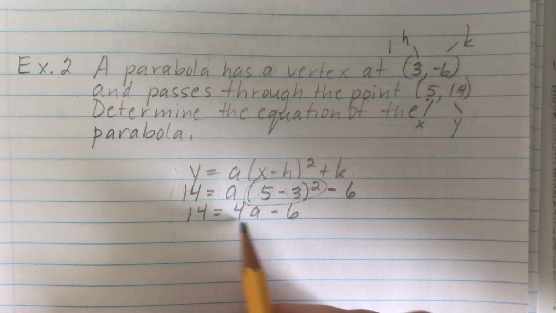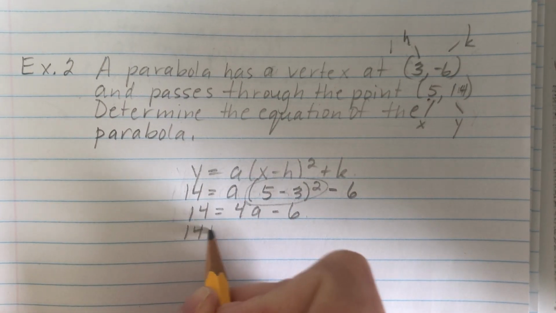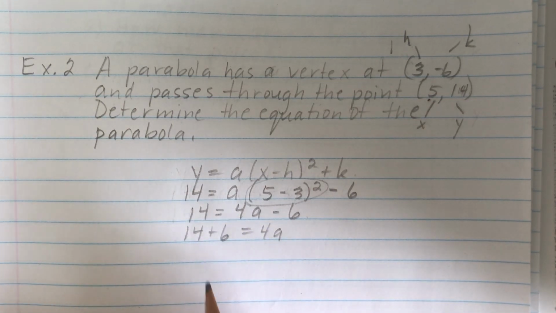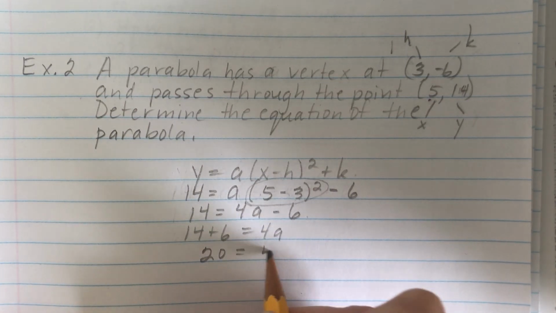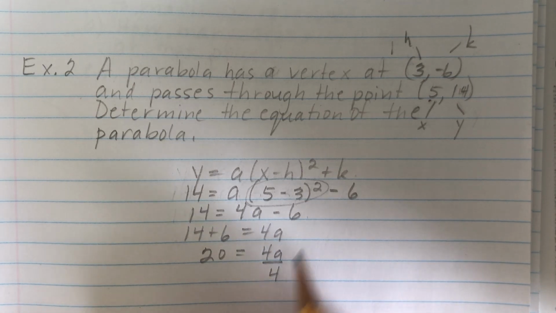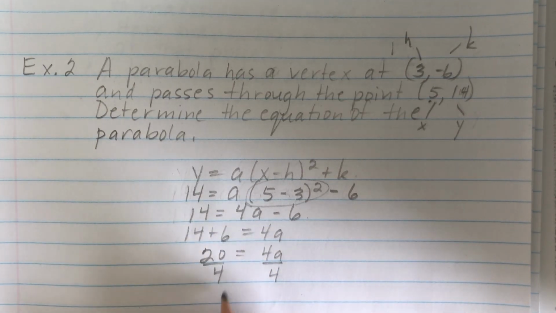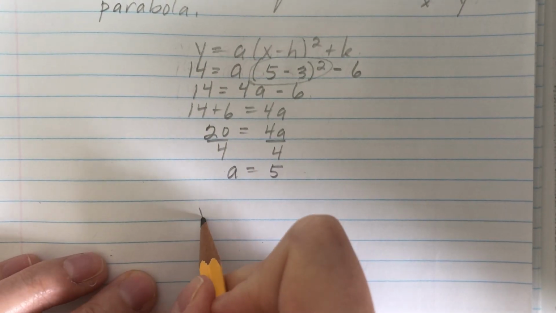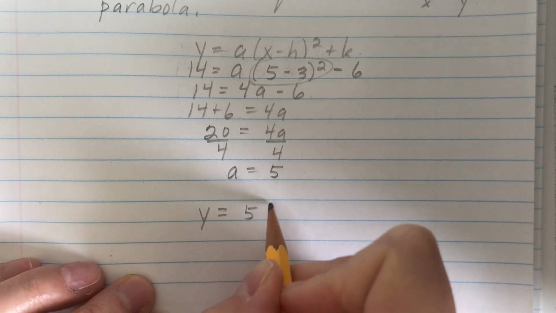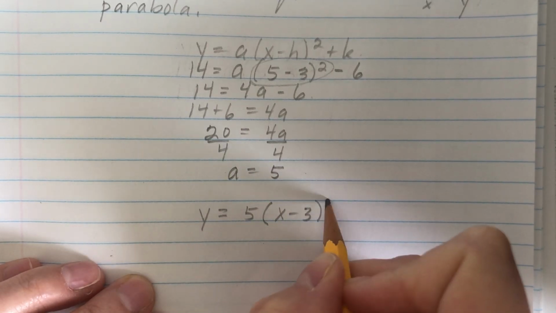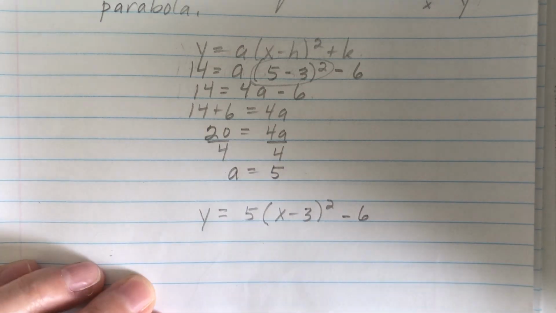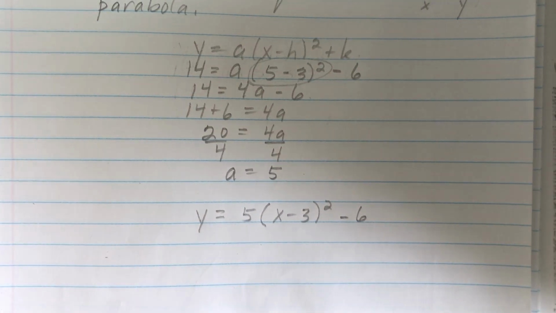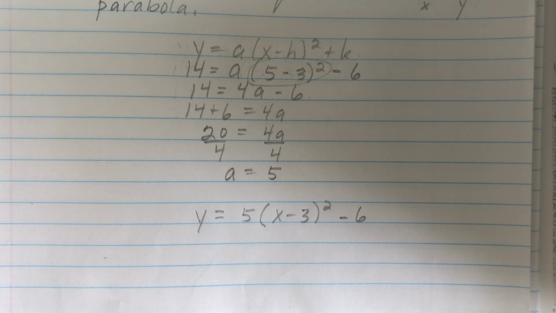Okay. Next, to get a by itself, I have to add 6 to both sides, which gives me 20 being equal to 4a, and then I divide both sides by my coefficient of 4 to give me an a value of 5. The final equation, therefore, is going to be y is equal to 5 times (x minus 3) squared minus 6. And this is the equation of the parabola. It has a vertex at (3, negative 6), and passes through the point (5, 14). Okay.